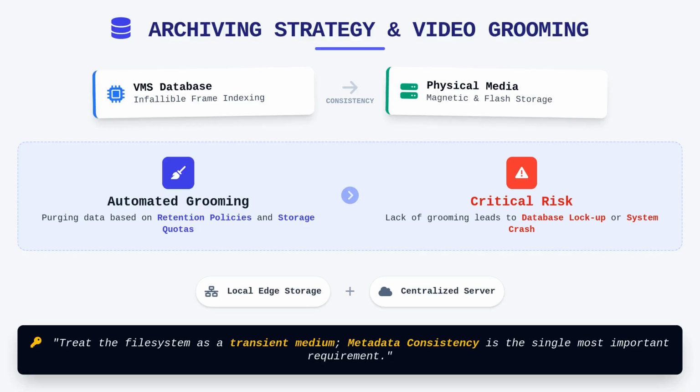Furthermore, implementing redundant recording paths, such as dual streaming to both local edge storage and a centralized server, creates a reliable safety net against intermittent network failures. This approach mandates that you treat the file system as a transient medium, where metadata consistency remains the single most important technical requirement for ensuring that your video remains searchable and playable long after the initial recording event occurs.